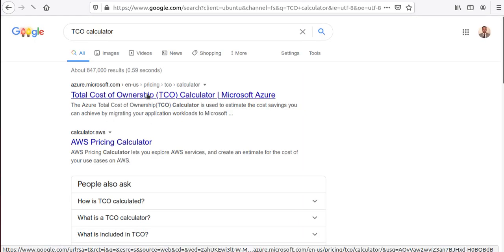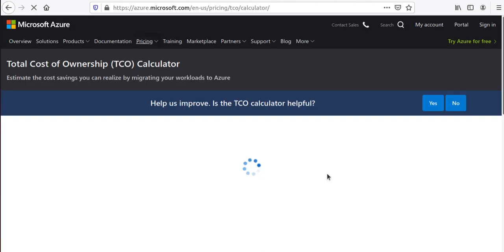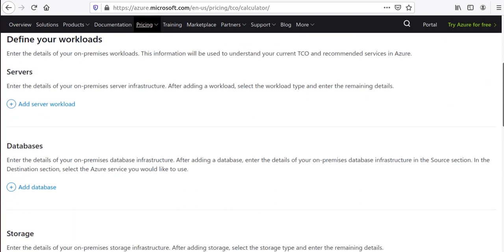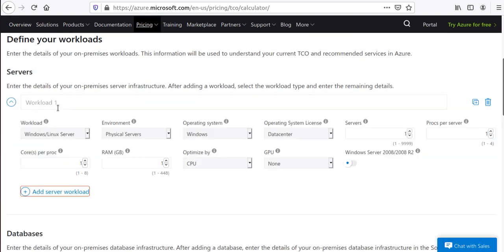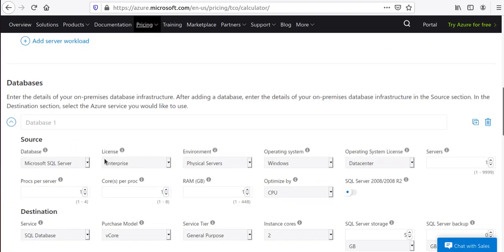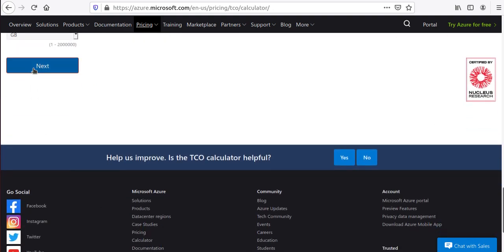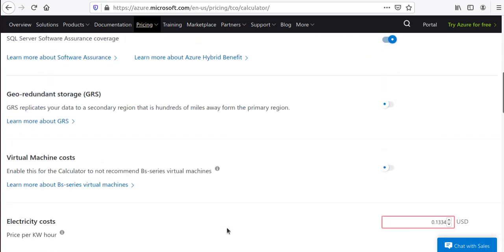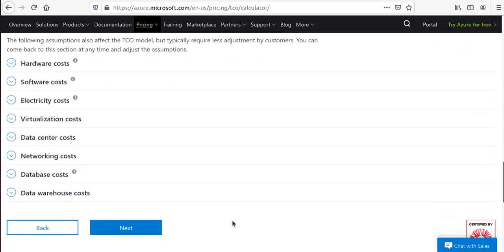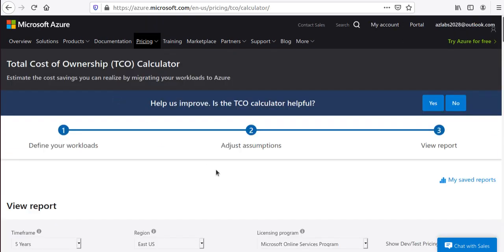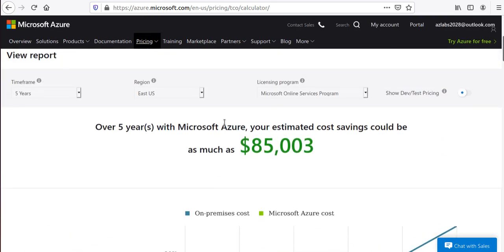Okay, so this one should take you to the total cost of ownership. Here you can determine your on-prem server load, and you just put in your databases or whatever storage that you have on-prem. Then if you go to the very end, it's just going to tell you how much money you're going to save if you move to the cloud from the data center.